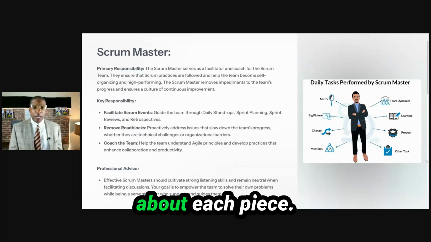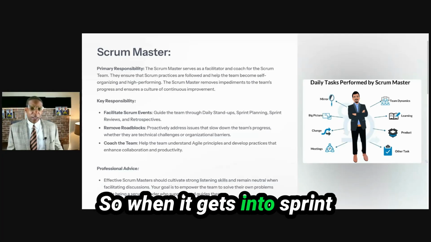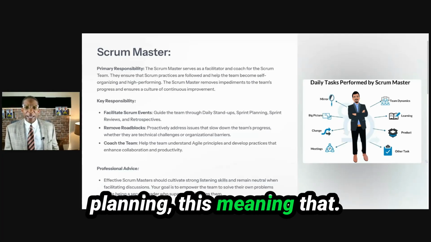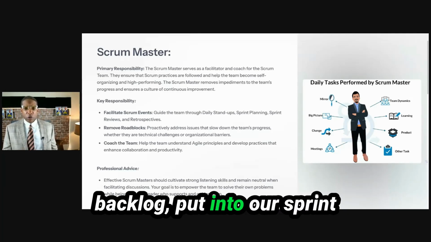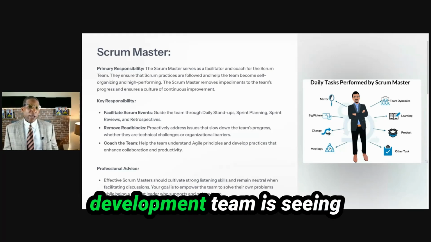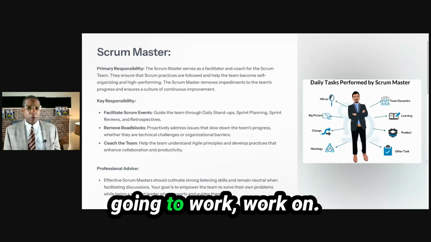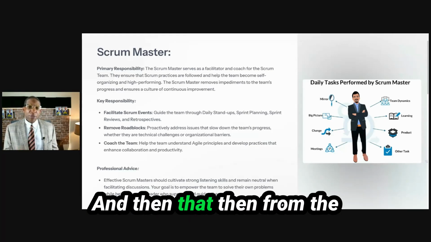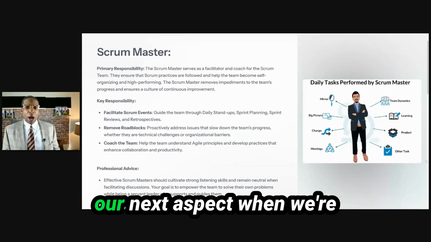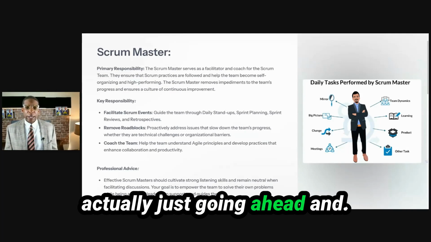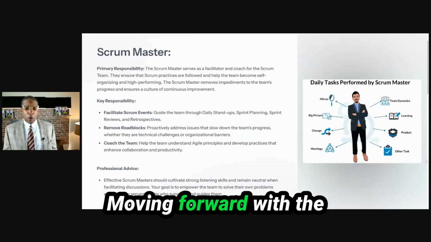So I'll tell you about each piece. When it gets into sprint planning, there are some items that we pull from the product backlog and put into our sprint planning. Now the development team is seeing which items they are going to work on, and then from the sprint planning, we move into our next aspect, actually moving forward with the sprint.